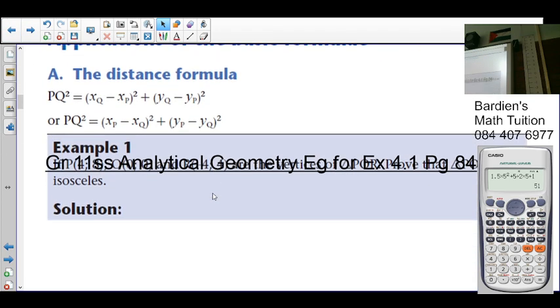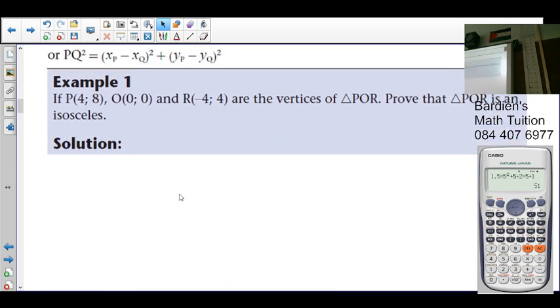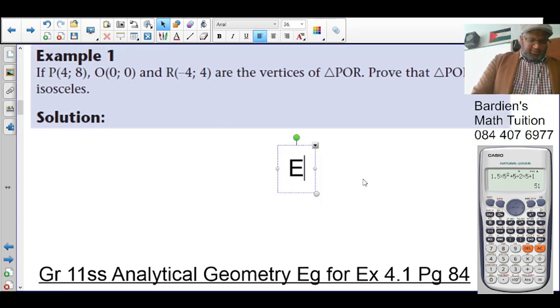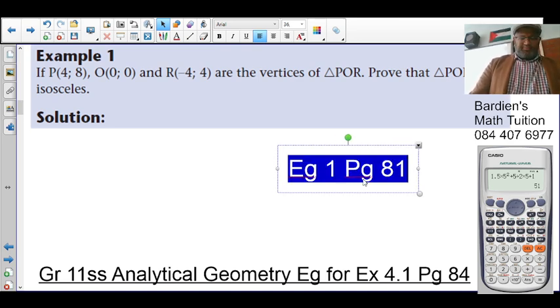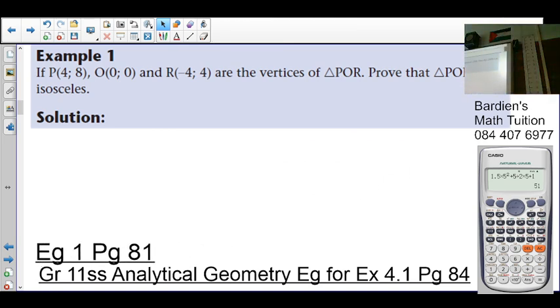Application of the basic formula. Number 1, the distance formula. So let's look here quickly. This is example 1 on page 81. P is (4, 8), Q is (0, 0), and R is (-4, 4). These are the vertices, the endpoints basically, where the lines meet, of triangle PQR. Prove that PQR is an isosceles triangle.